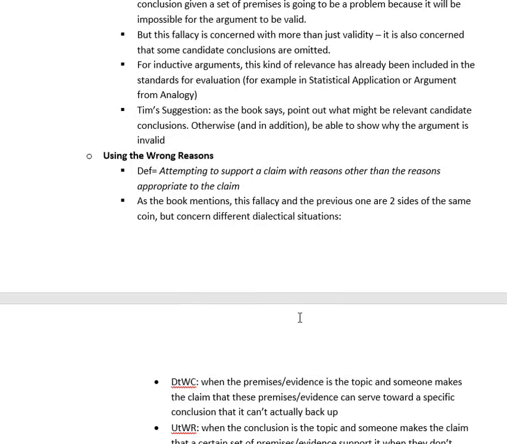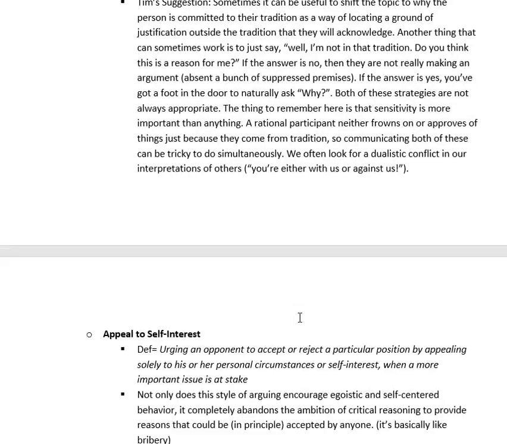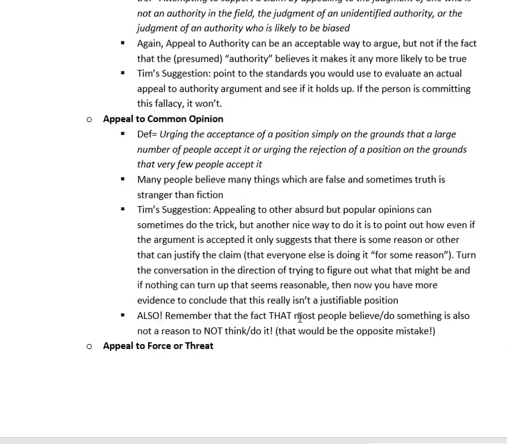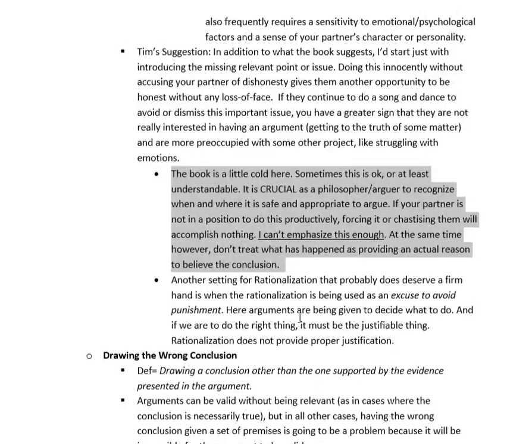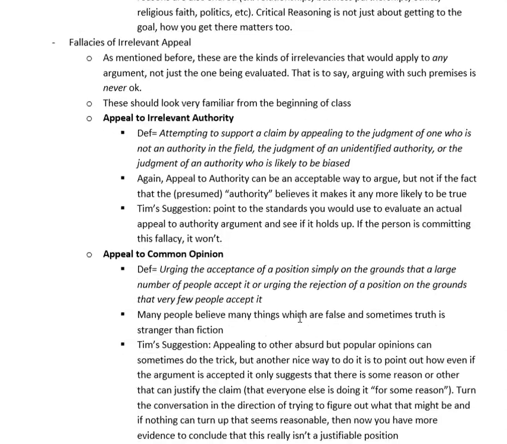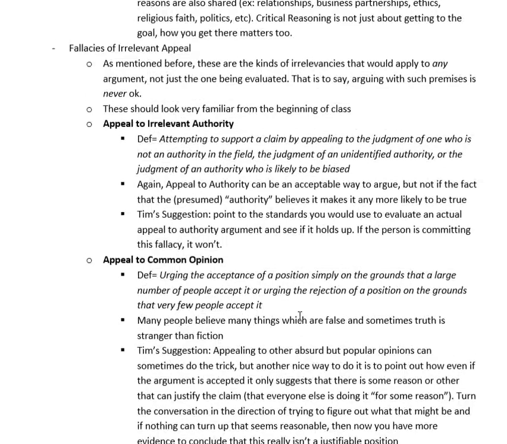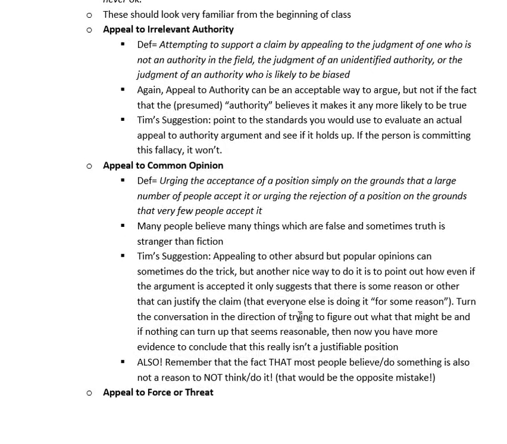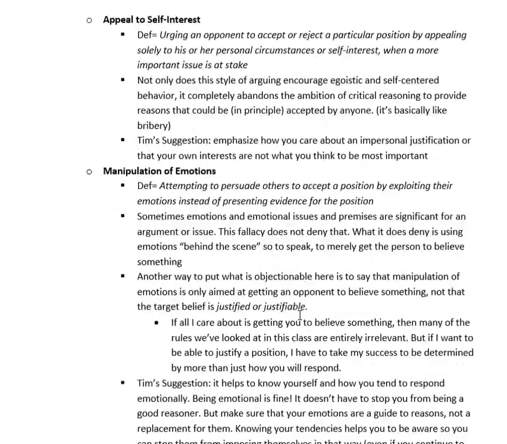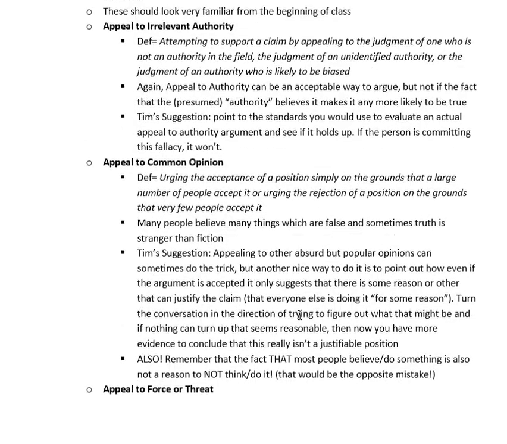Let's see. What other fallacies? There's so many good ones here. I think a lot of these, if you're following along in my lecture notes here, a lot of these fallacies under the relevance category, especially the fallacies of irrelevant appeal, are probably pretty familiar. Like appeal to common opinion, appeal to force or threat, appeal to tradition, appeal to self-interest, manipulation of emotions. These are ones that I would expect that you have some familiarity with. There's some cool things to unpack about them, though.